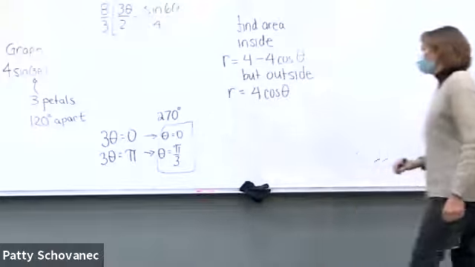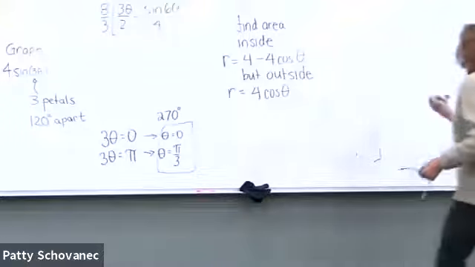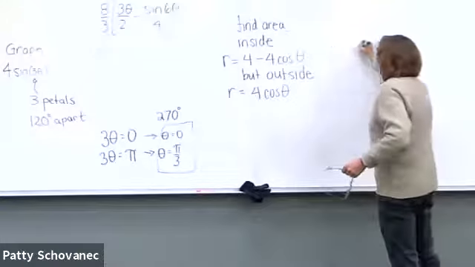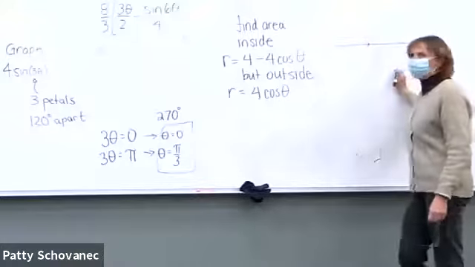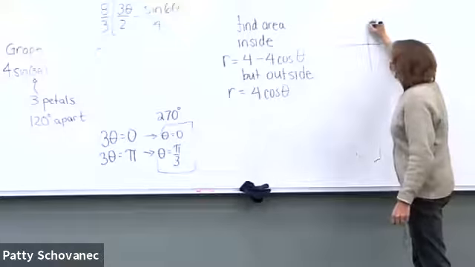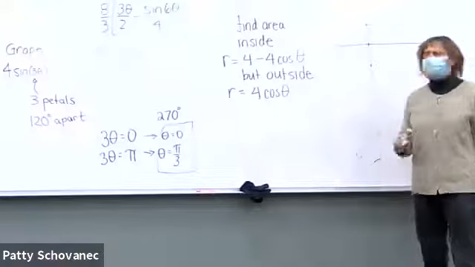If these do what I want them to do. Let's look at the graph first and see about the change in the data. The graph is 4 minus 4 cosine theta. Cardioid? Okay, so what is r when theta is 0? 0. Good. What is r when theta is pi halves? 4. And it should be the same as 3 pi halves. And what is r when theta is pi? 8.